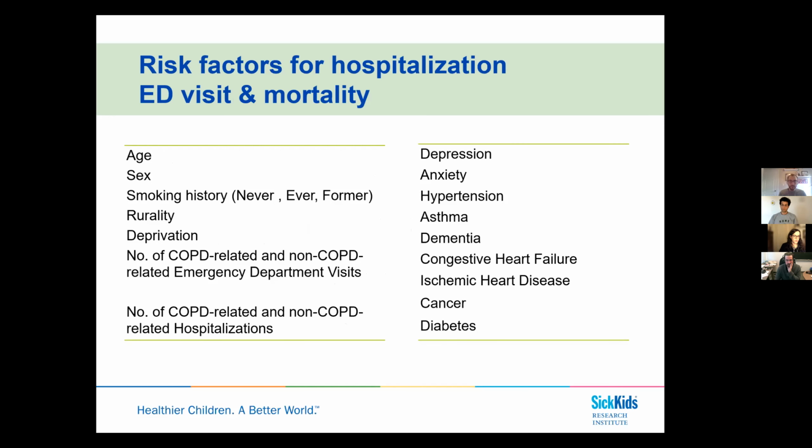First we scanned the literature to understand what can be a risk factor for hospitalization, ED visit, or mortality in COPD populations, so that we can understand what we could incorporate into our model. These are the covariates that we ended up with: your age, your sex, whether you ever smoked or not, whether you live in a rural or an urban setting, your economic deprivation status, and then how often you have been visiting the ED, or how many times you have been hospitalized in the past, together with comorbidities.